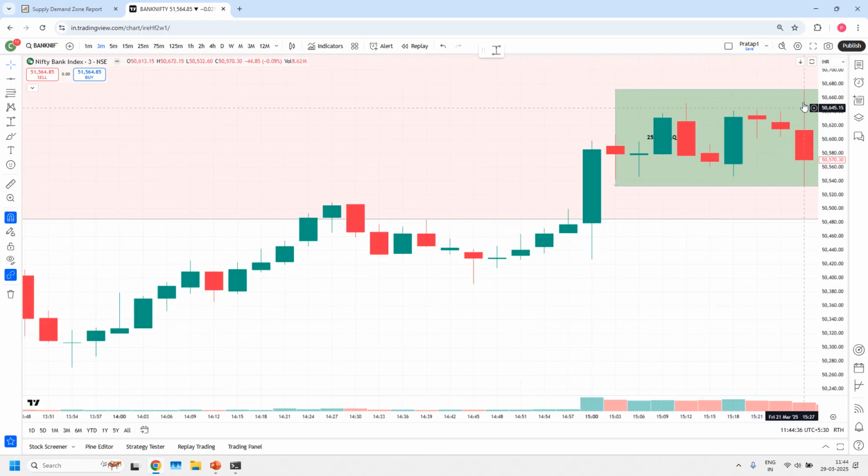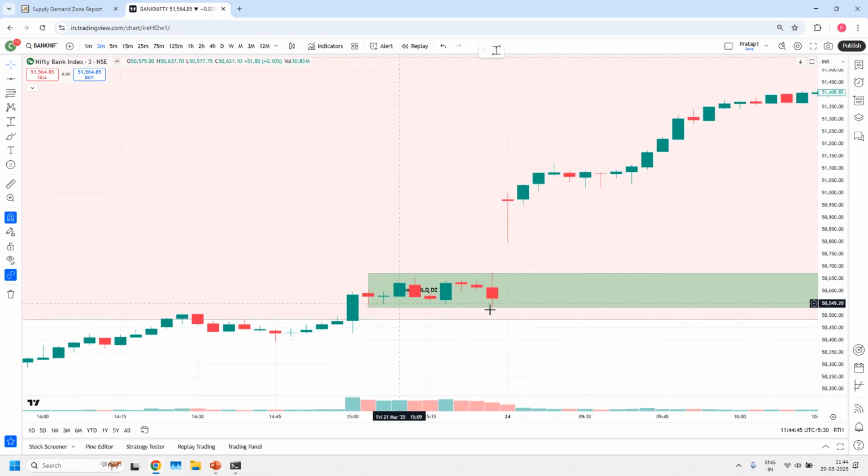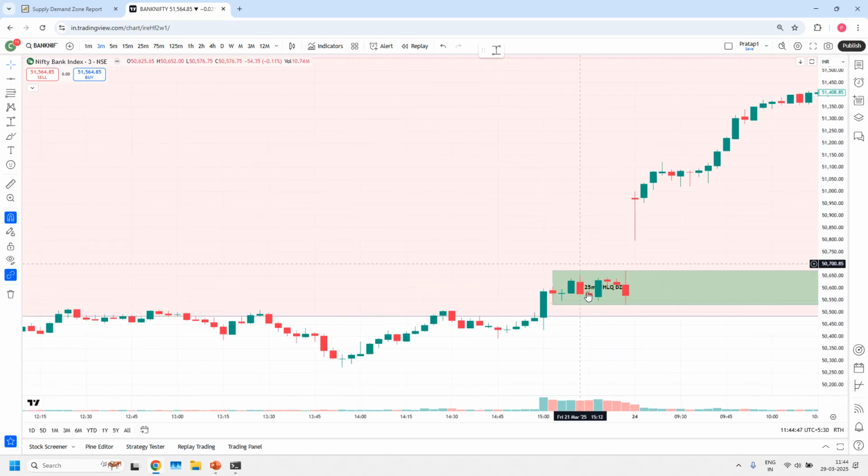Definitely on 3 minutes, it is a failed ERC candle. It is like a rally, 2 base candles, and it's like a drop candle. So that's why we can't plan a trade in this zone. It's dangerous. It may work, it may not work, but from a fine-tuned 5 minutes point of view, it is dangerous. So better to avoid the trades.